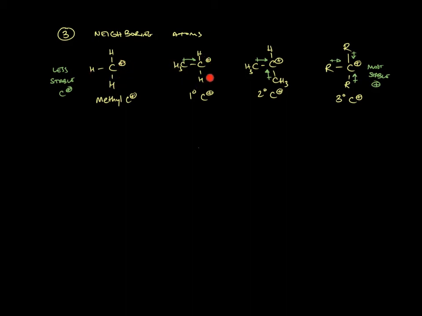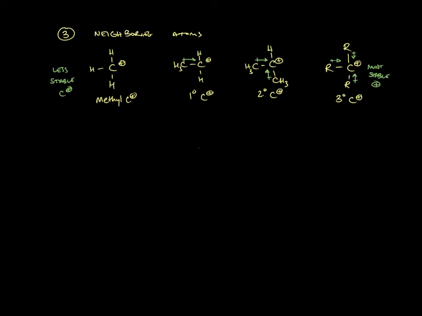So to give you an idea, we'll never ever see this methyl carbocation. We'll very, very rarely see a primary carbocation, but a tertiary carbocation pops up quite a bit. And that's just because this is more stable, and therefore it exists. This is so unstable that it effectively never exists.